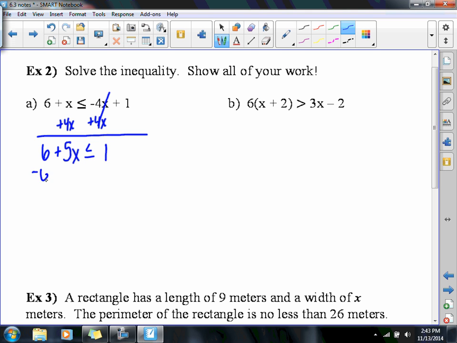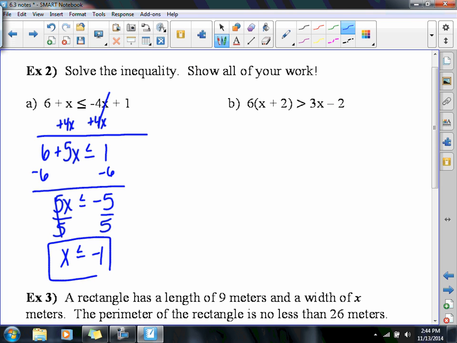And then I'm going to subtract the 6 over. So 5x is less than or equal to -5. And then one more step to get the x by itself is to divide by the 5. So x is less than or equal to -1. And then you want to graph that on your number line. -1, 0, -2. We want a solid circle and shade to the left.